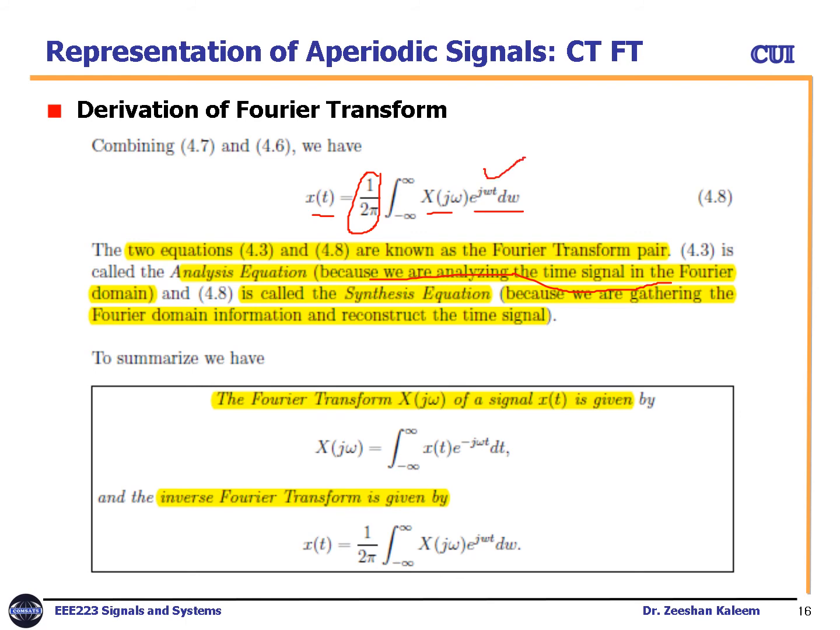This is the same as in the Fourier series, where we have an analysis equation and a synthesis equation. Here this is the synthesis equation, and the previous 4.3 is the analysis equation, because we are gathering Fourier domain information and reconstructing the time domain signal. To summarize, we have the Fourier transform X(j omega) of x(t). If you have a given signal x(t) and want to calculate the Fourier transform, just take the integral from minus infinity to infinity. Then you will get the Fourier transform.